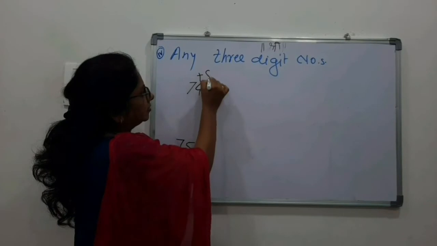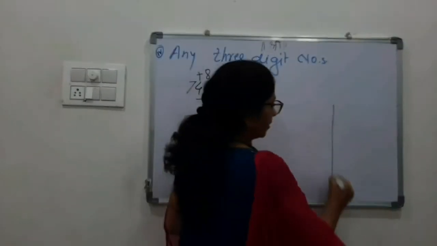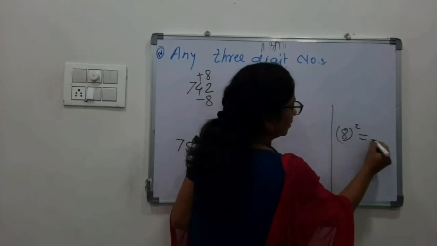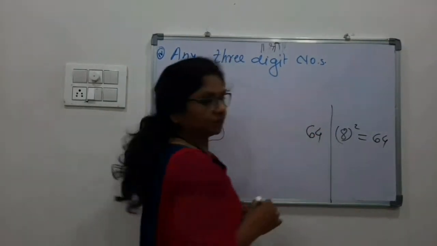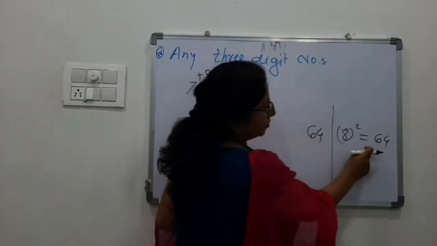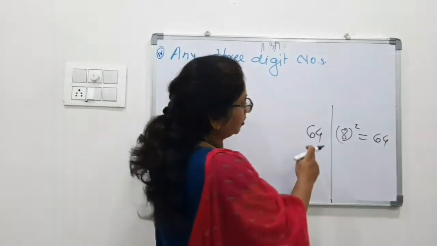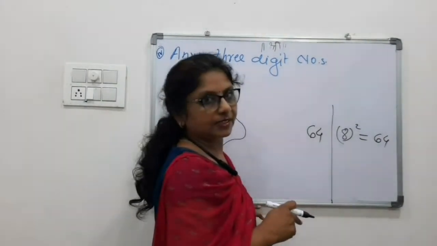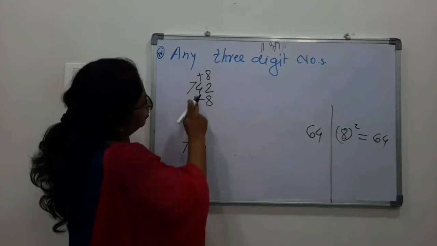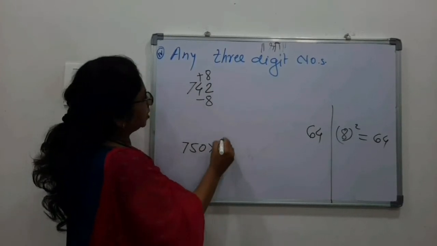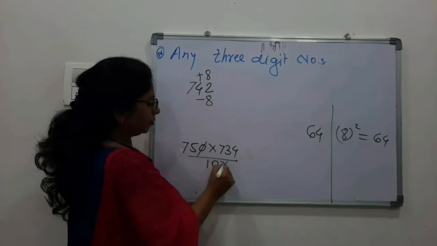By adding 8, we get 750. We will subtract also. What we are adding and subtracting? 8. Square of 8 is 64. Now take both the digits for our answer. If the square is a 3-digit number, then and only then we will keep one for carry. Otherwise both the digits we want for our answer. Okay, now come here. By adding 8 we got 750. By subtracting we will get 734.